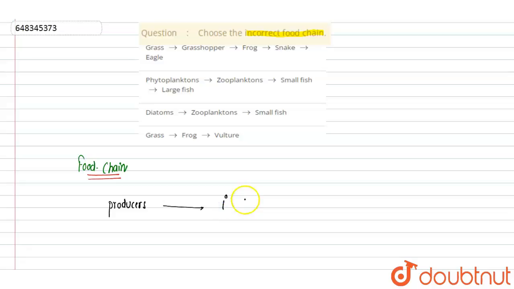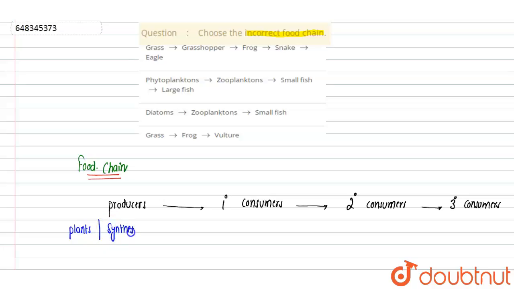Then the primary consumers rely on the producers for their food, and some energy is transferred from producer to primary consumer. Then there is a secondary consumer, then a tertiary consumer, or depending upon the food chain, it may rise up to the quaternary consumer, which feeds on the tertiary consumer. In any food chain, producers are mainly the plants or those organisms which can synthesize their own food, like blue-green algae and diatoms. All these come under the producers.